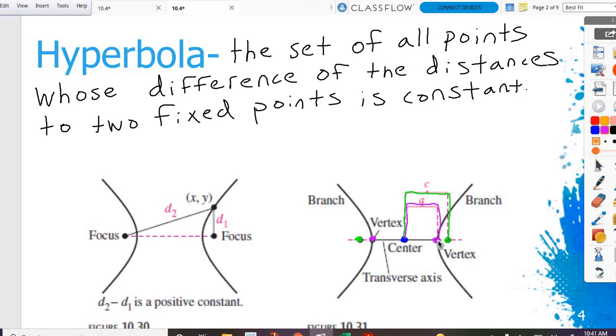Now, you do have a different name. We have our transverse axis, which is basically this imaginary line that's going to go through all of those points. So it goes through your center, your vertices, and your foci. So if our transverse axis is horizontal, then my parabolas will open horizontal. If my transverse axis is vertical, they will open up and down instead. Questions on that?